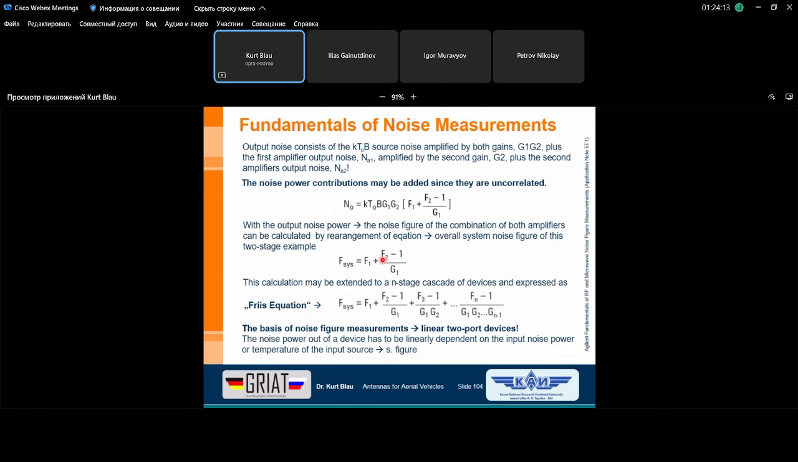And now, in other words, as I mentioned already, the calculation may be extended to n stages, a cascade of devices, and we can express it as, we come back to Harald Friis. This is the Friis equation, the overall noise figure. It's expressed here as Fsys, system noise figure. And this part we know already, look here. And the other stages in cascade we can find here.